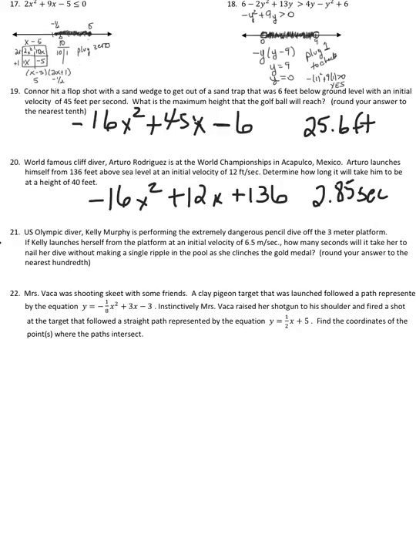All right, for problem number 20, the equation is going to be negative 16x squared plus 12x plus 136. I graphed that, but I also graphed the line y equals 40 so that I could get an intersection from my graph that would give me the exact point where the object would be 40 feet above the ground. So I went ahead and graphed a y equals 40 line as well. And the intersection where those two graphs cross, the x value was 2.85 seconds and the y value was 40.